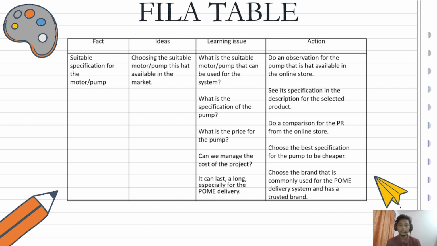For the action, do an observation of the pumps that are available in the online store. See their specifications in the description of the selected product. Do a comparison of the prices from the online store. Choose the best specification for the pump to be cheaper. Choose the brand that is commonly used for the POME delivery system and has a trusted brand.